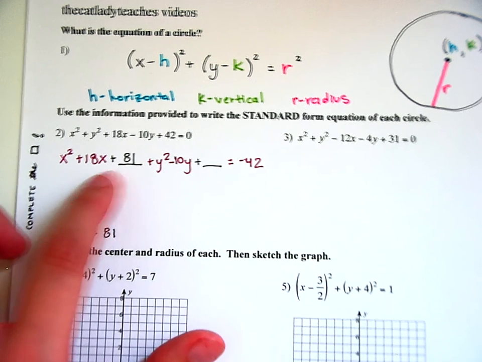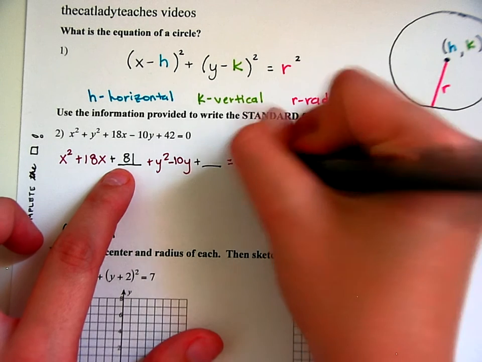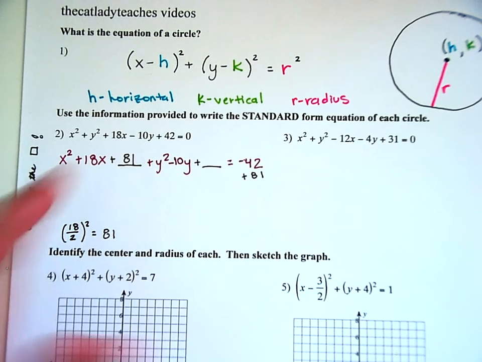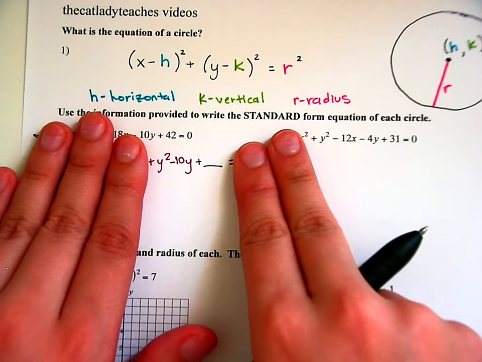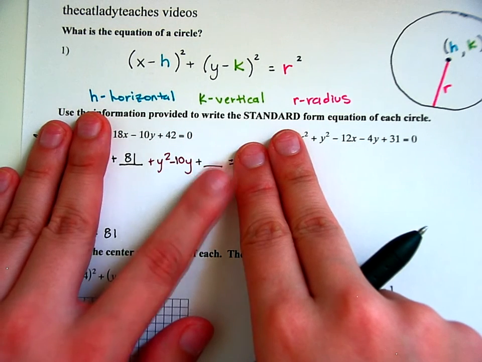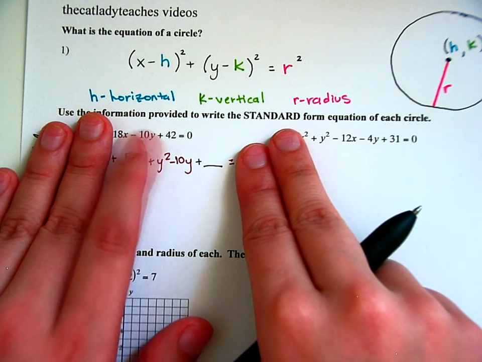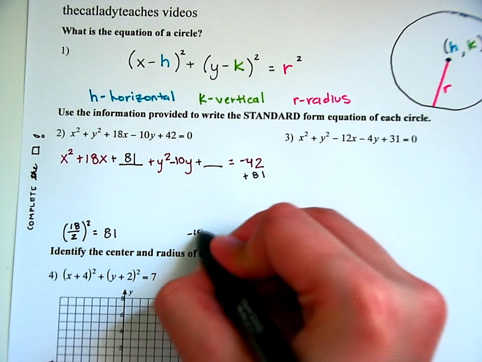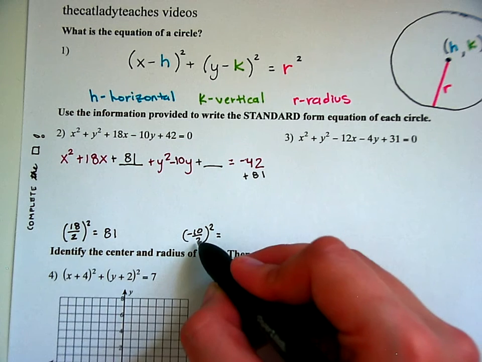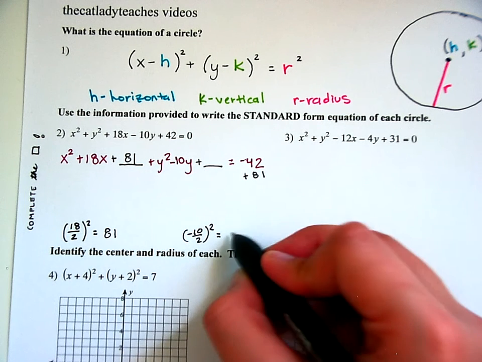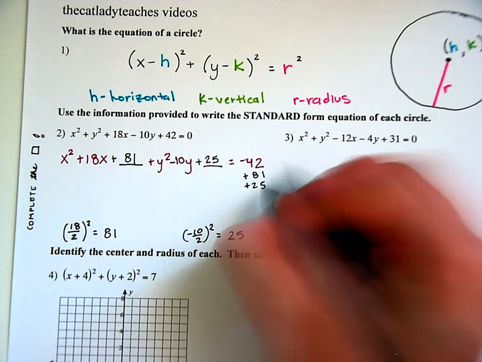Okay, but here's the trick. If you add something to one side of the equation, you must add it to the other. Let's try it out with the other trinomial. So I've got my y's now. I need to figure out what number goes here so that this will be a polynomial I can factor perfectly. So I'm going to take this negative 10, divide by 2, and square it. So negative 10 divided by 2 is negative 5, squared is 25. So this completes this square. And don't forget to add it to the other side of the equation.